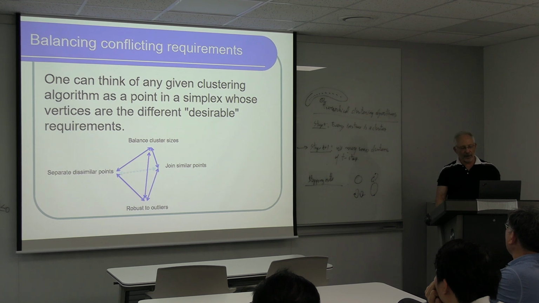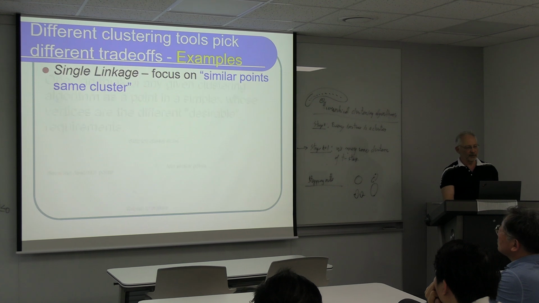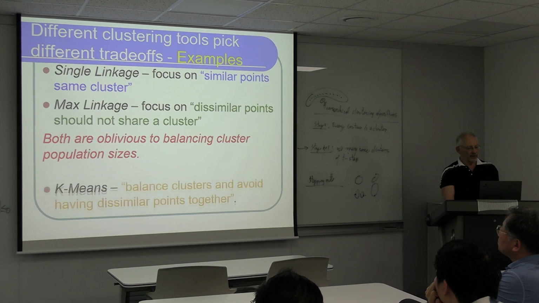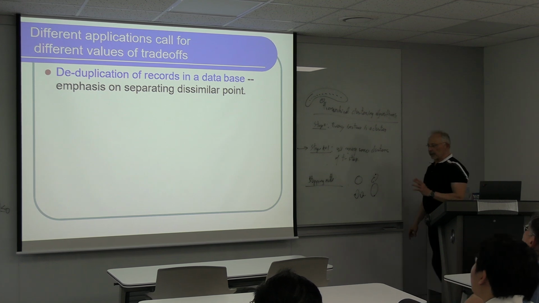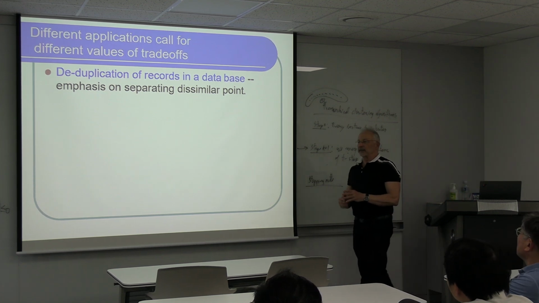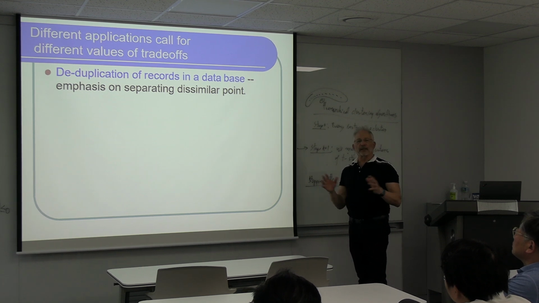That's exactly it. So I want to give you examples where those different requirements are really affecting real-life considerations. For example, one of the clustering tasks that is important is the deduplication of records in a database. So you have a database. Say I have a database of patients.